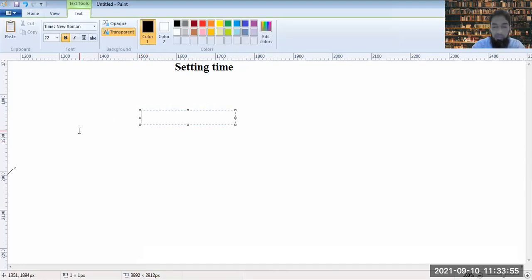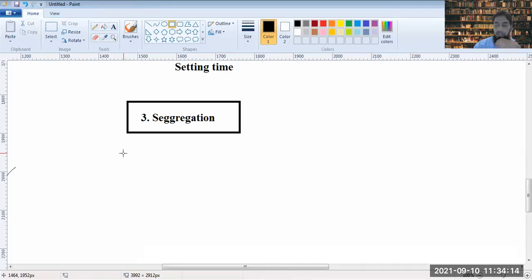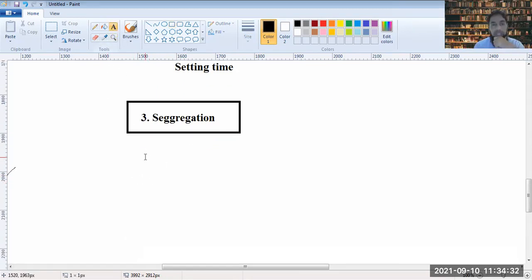So the third important property of concrete: one was workability, second was this stiffening, third is segregation of concrete. Very important to discuss this. This is segregation, and then we have the final one, which is bleeding. So at final setting, how much resistance did you say it offers? 27.6 is written. Okay. So the third important property is segregation.